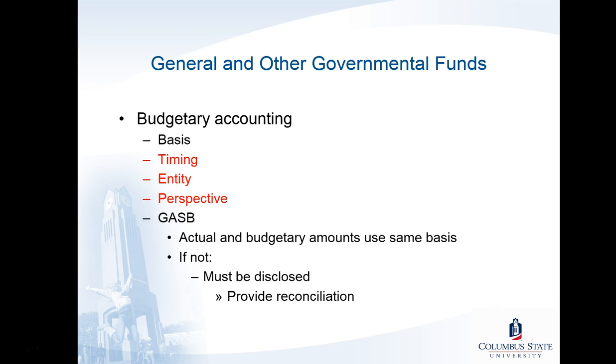Budgetary accounting focuses on, there's a basis for budgetary accounting. We also consider the timing, the entity, and the perspective. For the GASB, actual and budgetary amounts use the same basis. If not, that must be disclosed and a reconciliation must be provided. So, in general, budgetary accounting and the actual accounting have to be reported on the same basis, or disclosure and reconciliation is required.